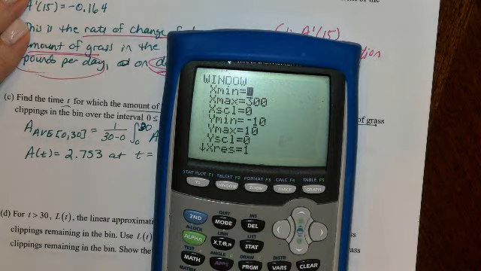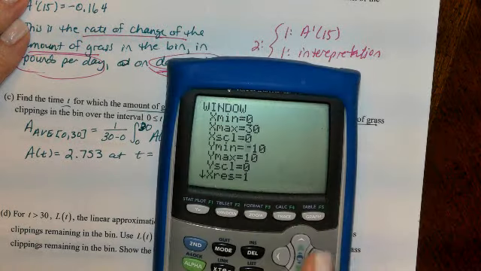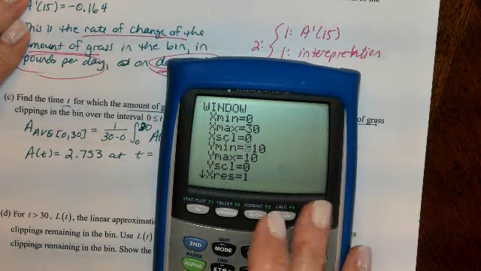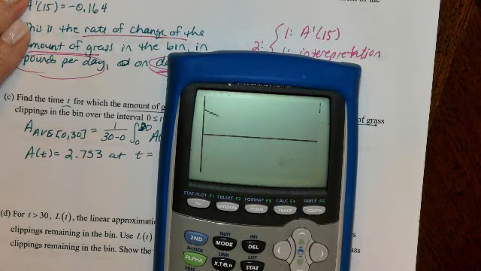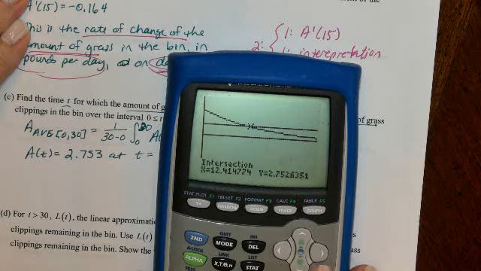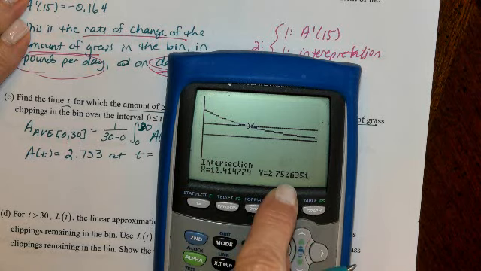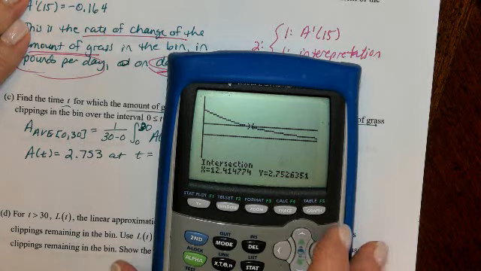I'm going to use an appropriate window, 0 to 30, because those are my times available. And I want to make sure my y's include 2.753. And the way I have it, they do. I'm just going to click graph and see what this gives me. Oh, that was pretty nice. Okay, second calc 5, enter, enter, enter. So this is the time that the amount is equal to what I need it to equal. So 12.415.